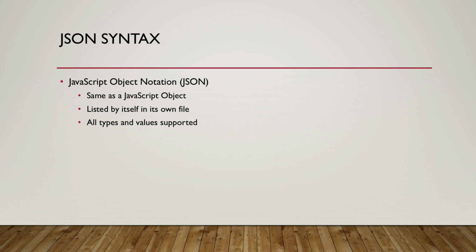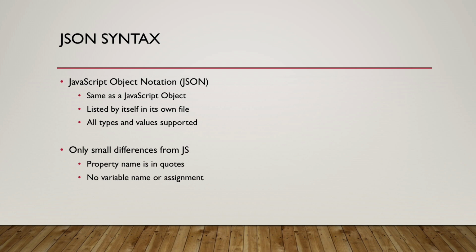You take that, you put it in a file by itself, one single object. Now that one single object could be an array with many objects inside it, so the fact that it's just one object is not terribly limiting because you have arrays at your disposal, but it is just one thing in there. All of the types and values that you've already learned about for JavaScript are supported here.